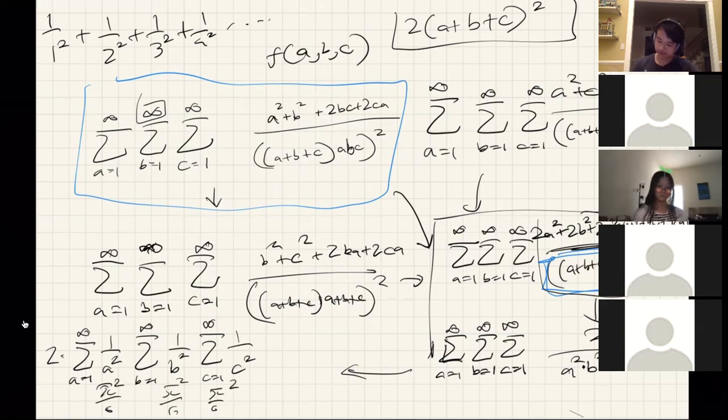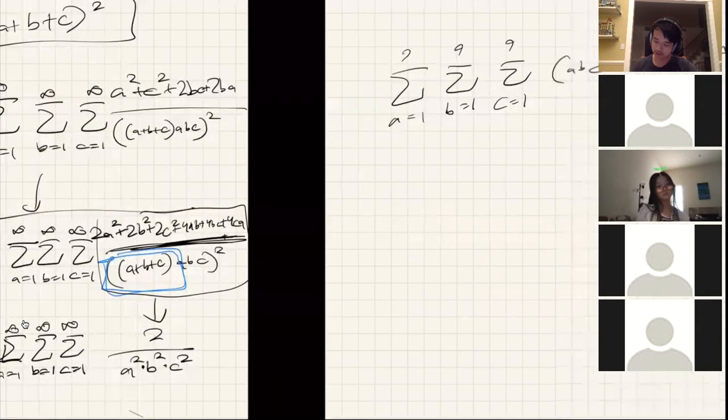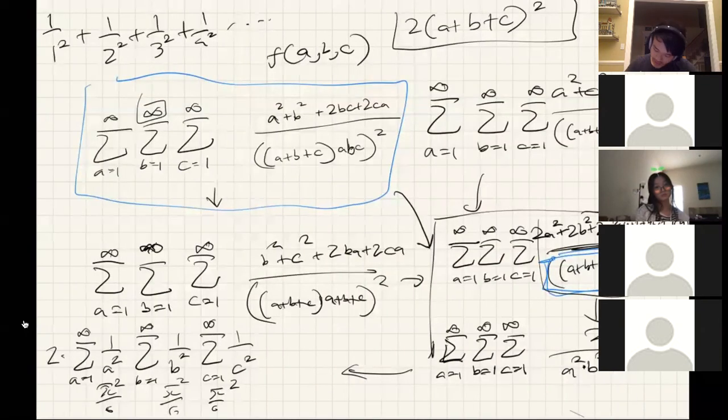So, almost running out of room, but our final answer is going to be 2 times (pi squared over 6) cubed, and that's going to be equal to pi to the power of 6 over 108. So that's our final answer.